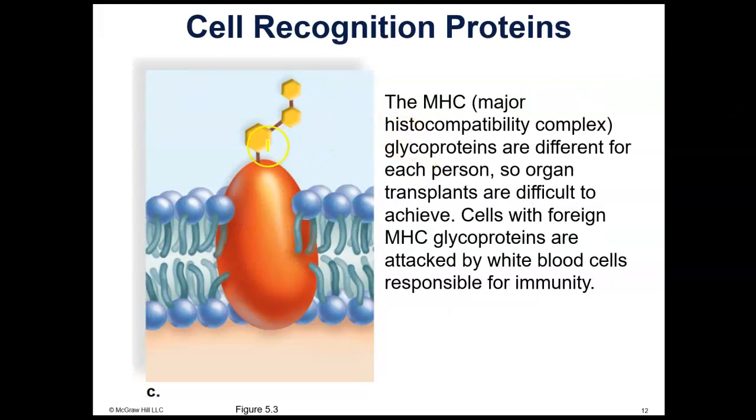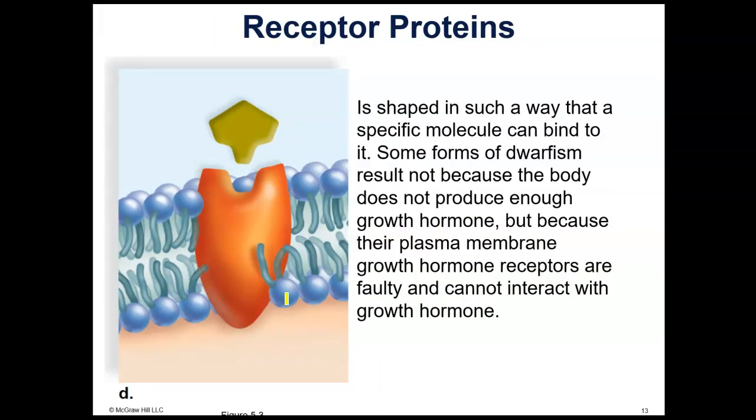This is a cell recognition protein, and hopefully you notice that it is a glycoprotein. Cell recognition proteins are glycoproteins. This is one of the MHC glycoproteins, and MHC stands for Major Histocompatibility Complex. Histo means tissue, and compatibility means compatible. So these are the proteins that function in tissue compatibility when someone needs an organ transplant.